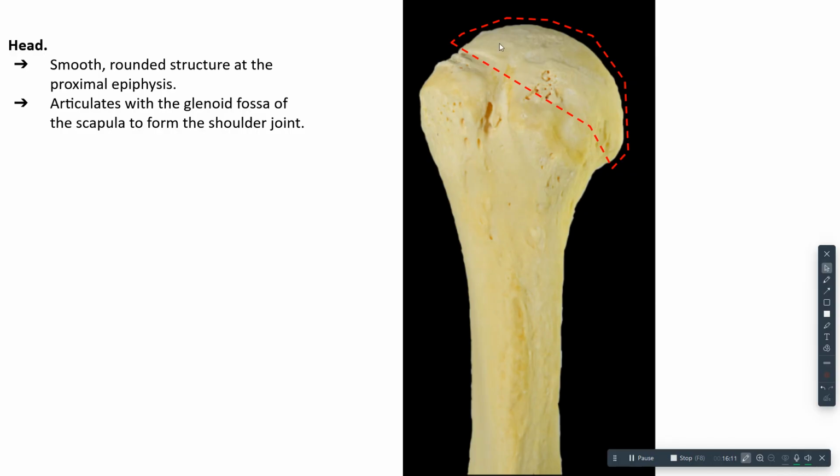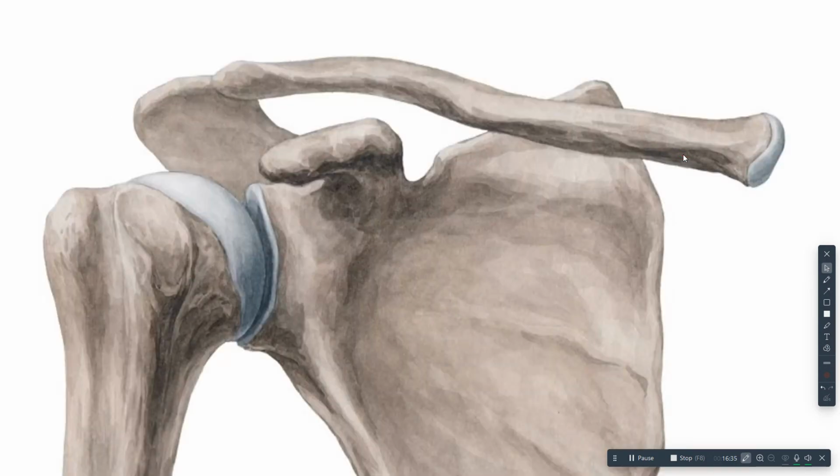I'm zooming in on the proximal epiphysis here, and this semicircular, semispherical structure. This is the head of the humerus. We already saw it articulates with the glenoid fossa of the scapula and forms that shoulder joint. The smoothness facilitates movement. There's that joint again, ball and socket joint, head of the humerus meeting the glenoid fossa of the scapula.